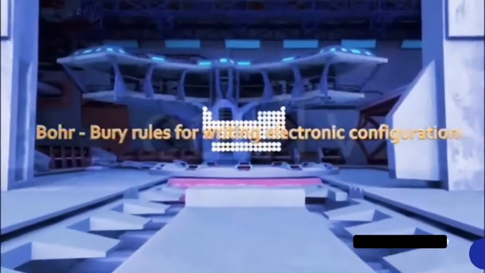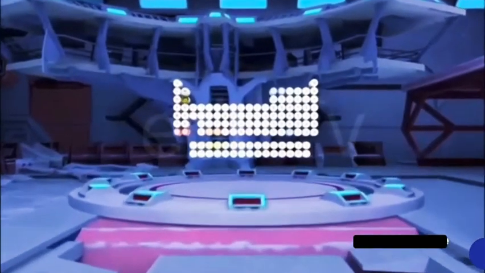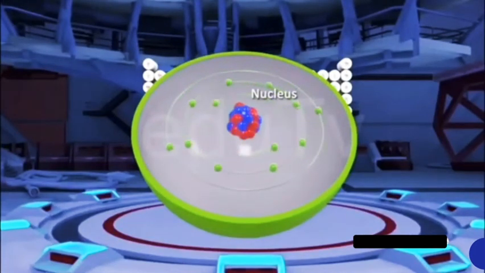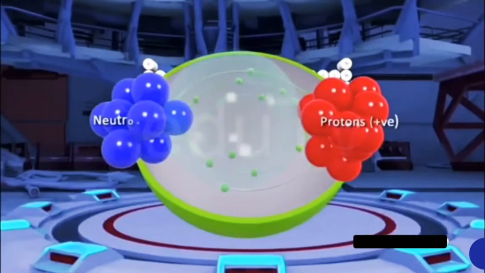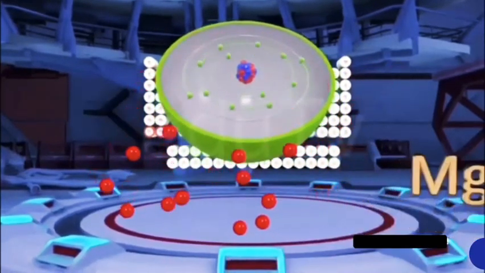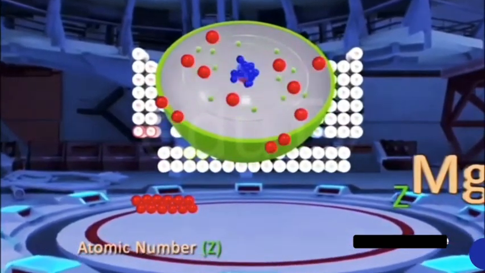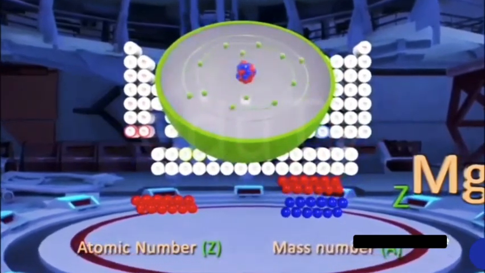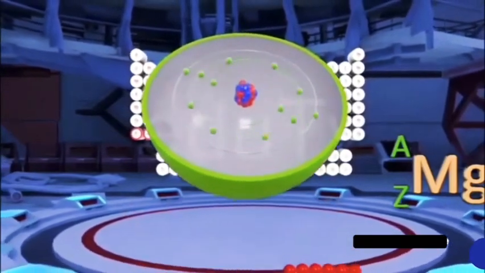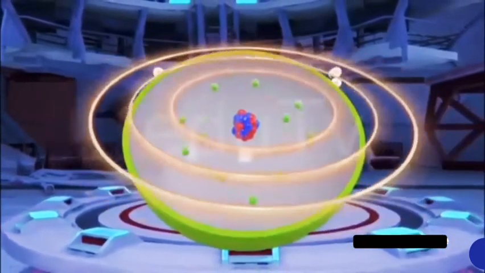Understanding the Bohr-Bury rules for writing the electronic configurations of an atom. We already know that an atom consists of a nucleus at its center, which contains positively charged protons and electrically neutral neutrons. The number of protons in an atom is called its atomic number, represented by Z. The mass number of an atom, decided by the sum of protons and neutrons present in an atom, is represented by A. Besides protons and neutrons, there are negatively charged particles called electrons, which revolve around the nucleus in various shells or orbits.